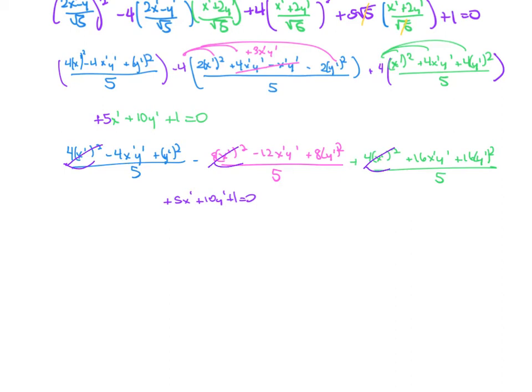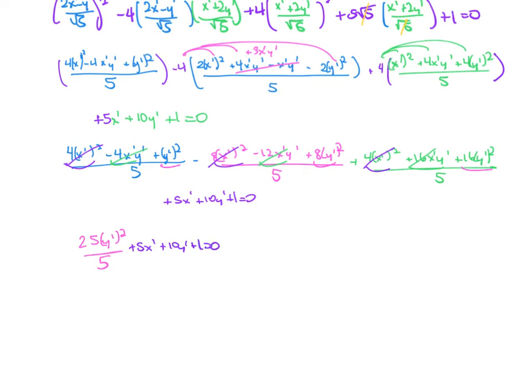Then let's look at our x'y' here. And so negative 4 minus 12 is negative 16. So negative 16 plus 16, look, that goes away as well. Now let's look at our y' squared. We have y' squared plus 8y' squared plus 16. So that's 9 plus 16y' squared. That is 25y' squared, and that's all over 5. Then we have our plus 5x' plus 10y' plus 1 equals 0.